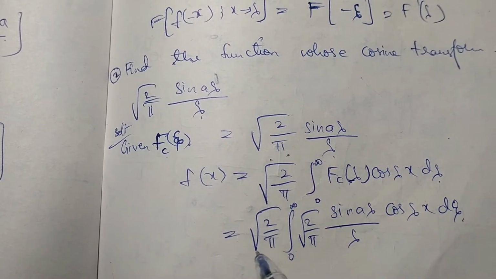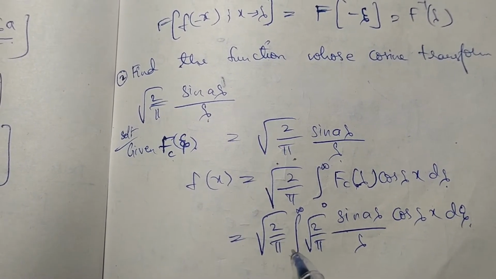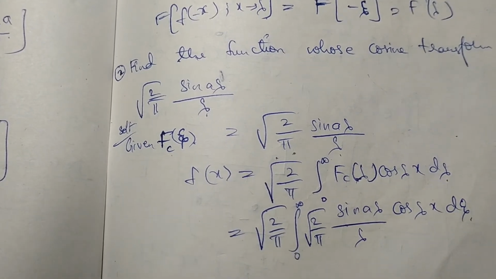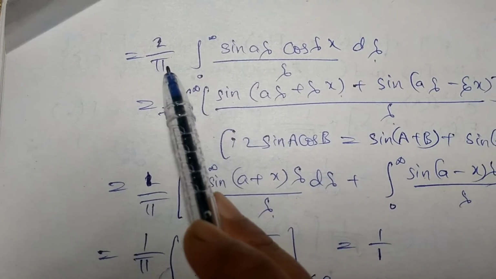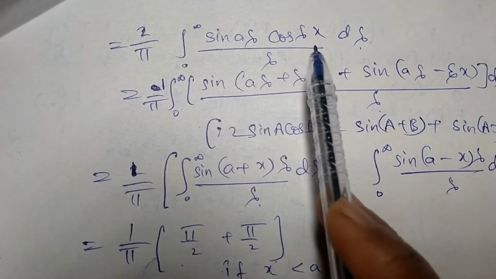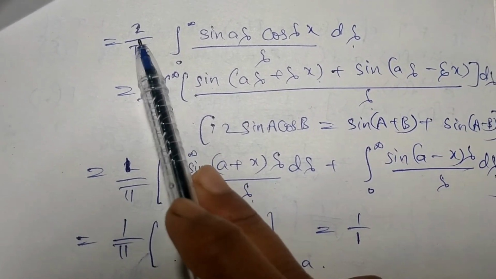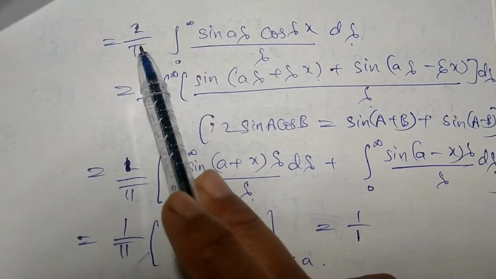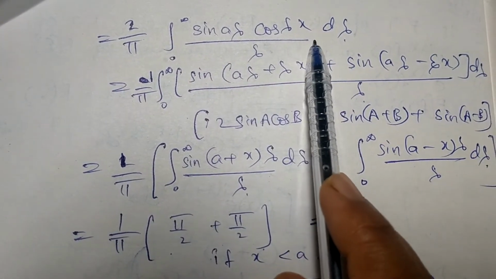We can take this outside because it is constant, it will be multiplied with this root over 2 by pi, and we get 2 by pi. So as you can see here, we get 2 by pi into the integral from 0 to infinity of sine xi into cos xi x divided by xi into d xi. So now here you can take 2 inside, right? When you take 2 inside, you will get 2 sine xi into cos xi x.